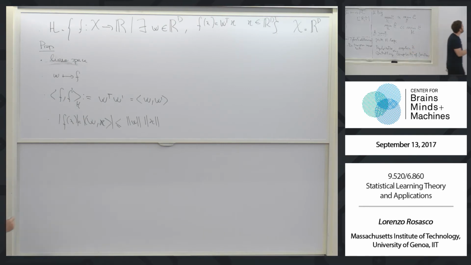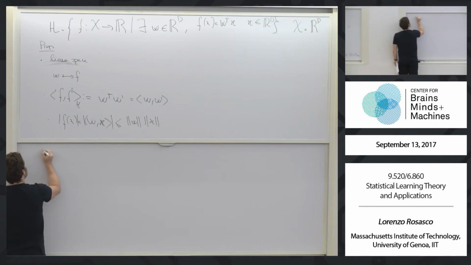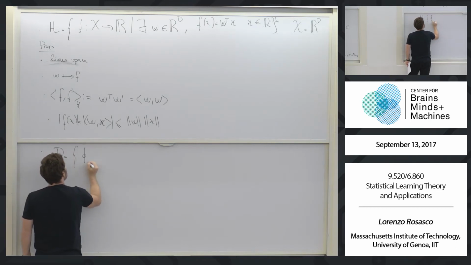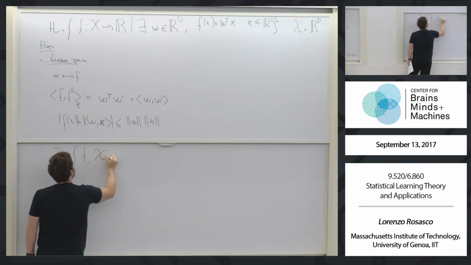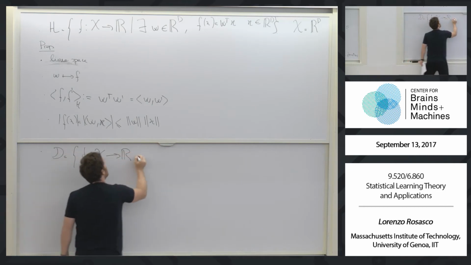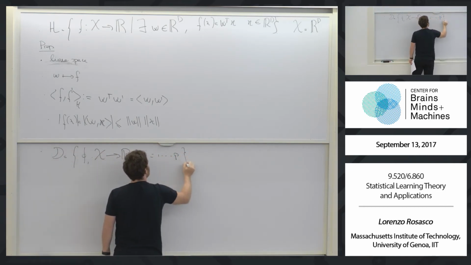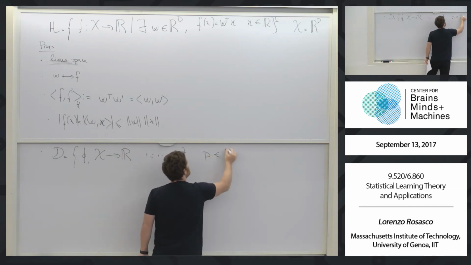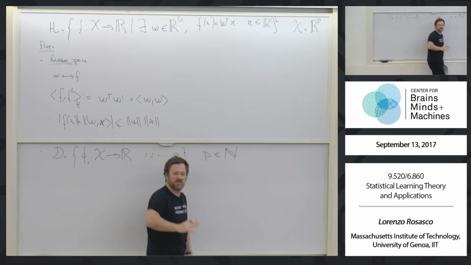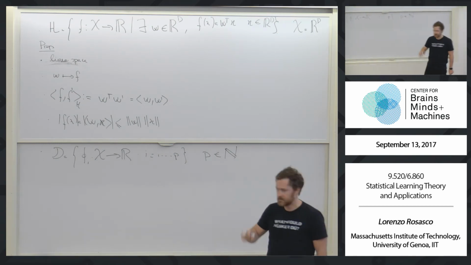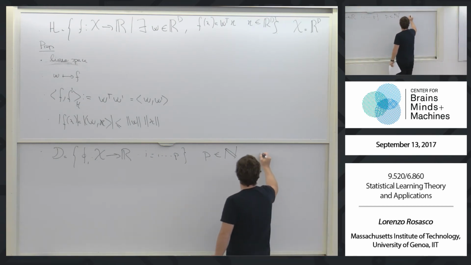So one possibility is to introduce the second case, which is the case of a finite dictionary. So what is a dictionary? It's just a set of functions, okay? So it's phi_i from x to R, where i goes from 1 to p. It's just a number, which is finite. It's not infinity. It's just a finite set of functions, okay? This is what we typically call a dictionary.